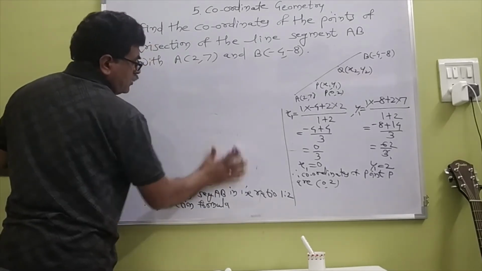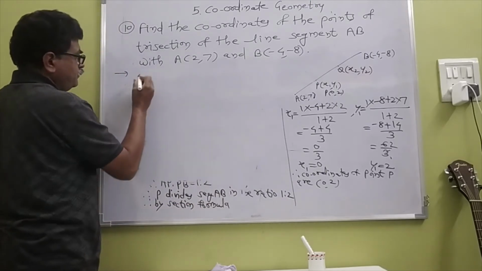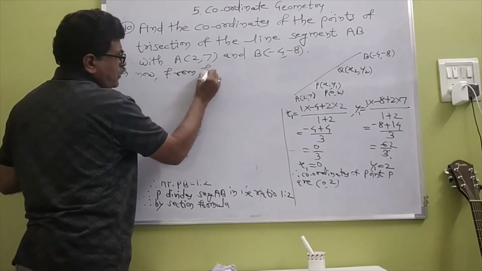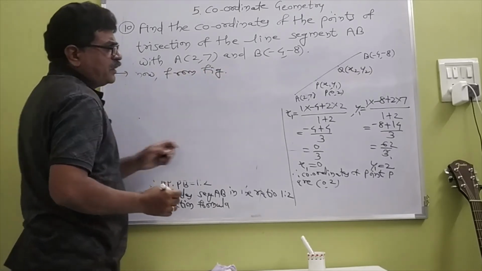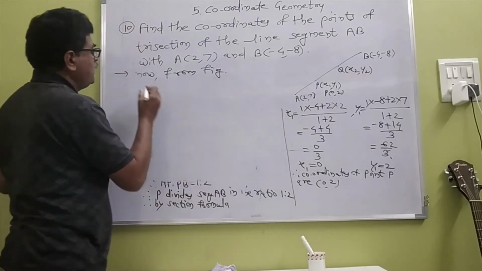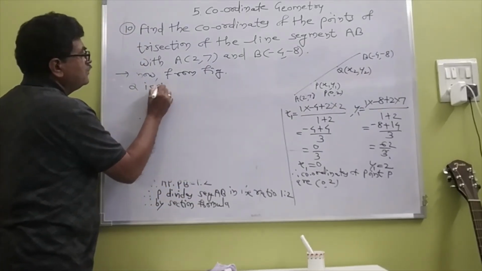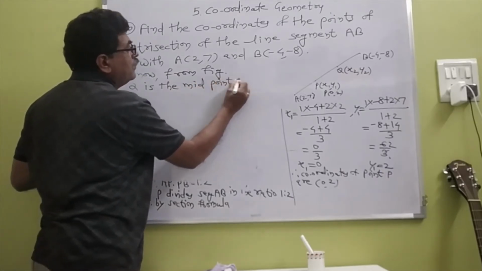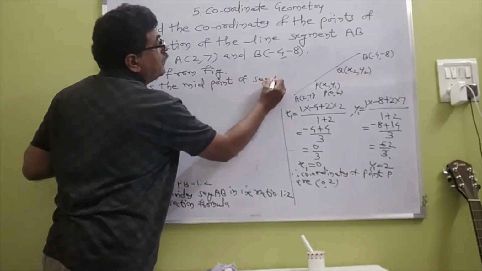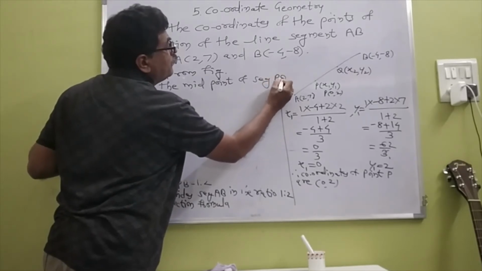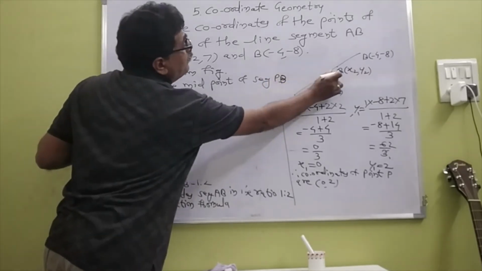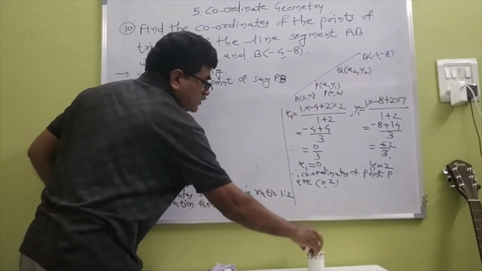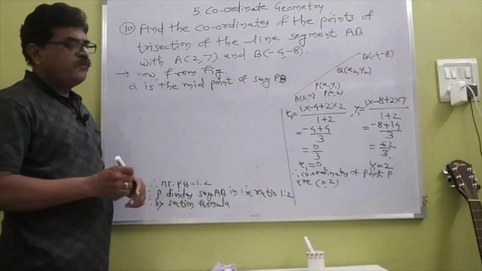Now, from the figure, Q is the midpoint of segment PB. Now we have to find the coordinates of point Q.